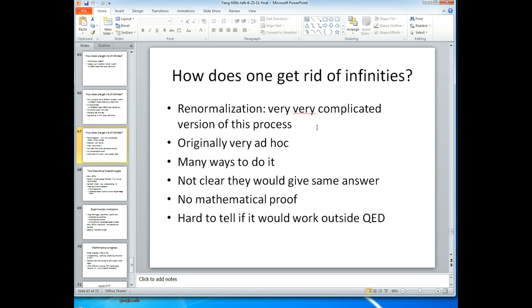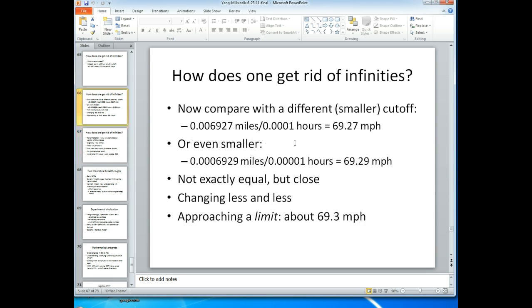Renormalization in quantum field theory is a very, very complicated version of this process. Originally, it was very ad hoc as to how to do it. When things get complicated, there's a lot of choices you can make. In this situation, going back with the speed, this is pretty much the only reasonable thing to do.